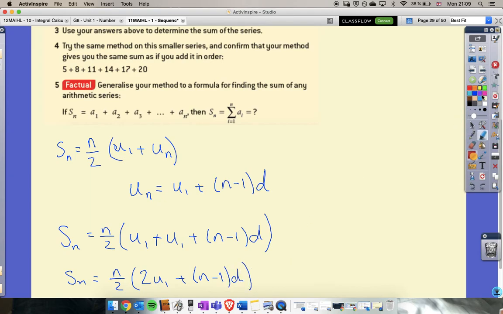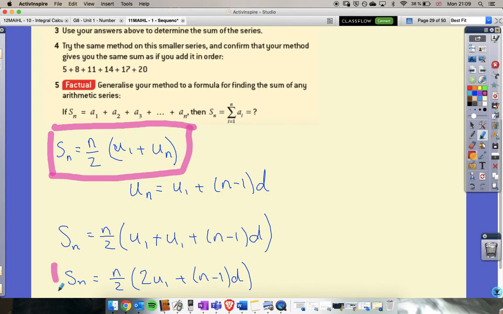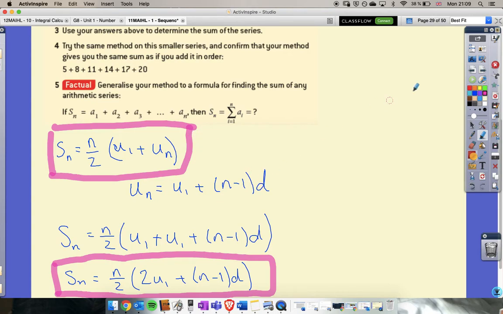Okay, there we go. We've got two formulas. We've got this one, which is useful if we know the first and last term. And we have this one, which is a bit more cumbersome, but if we don't know that last term, is more helpful. Both of these are in your formula guide. You do not need to memorize them. You just need to learn how to use them.